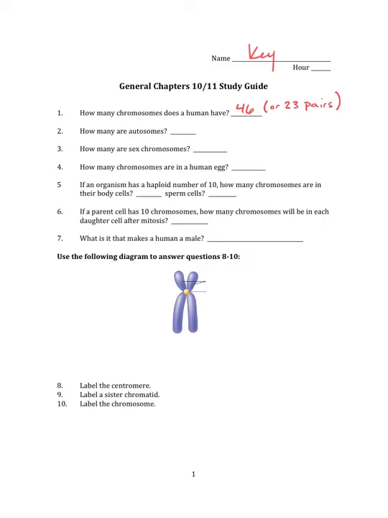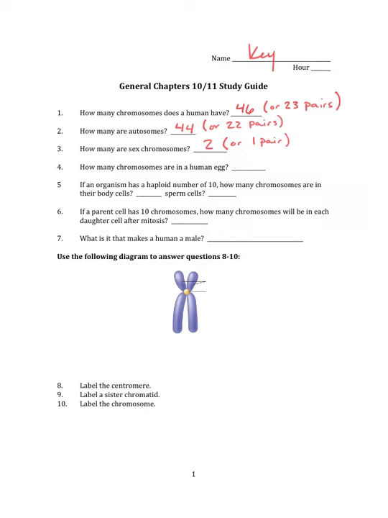Number 2 says, how many are autosomes? So in a normal human cell, 44 of the chromosomes are autosomes. Or you can say that 22 pairs of the chromosomes are autosomes. And then number 3 says how many are sex chromosomes. And so each normal human cell has 2 sex chromosomes or 1 pair of sex chromosomes.